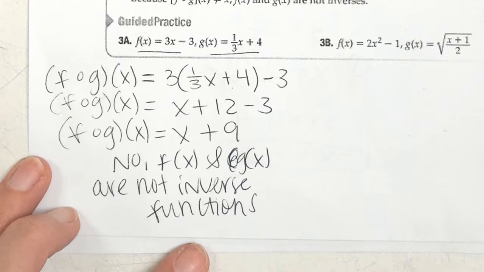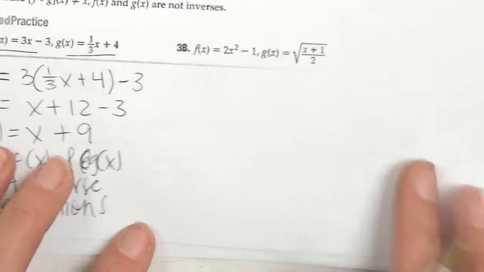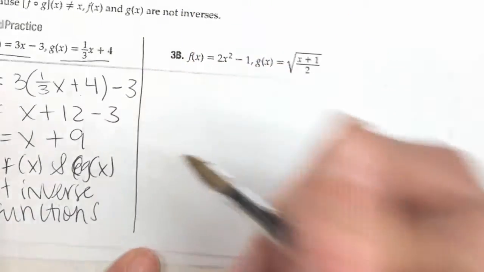Alright, any questions about that one? Do I need to go back over anything? Okie dokie. Alright, step 2, or excuse me, number 3b.